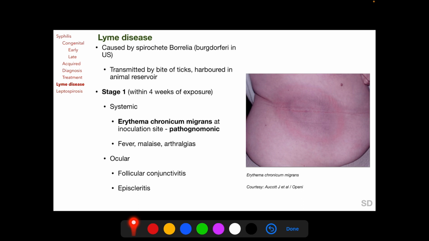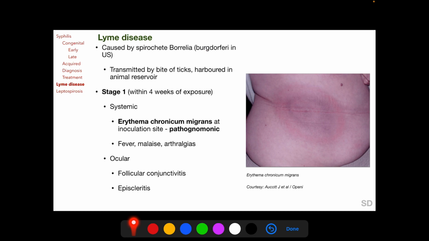Another spirochetal infection is Lyme disease, and the name Lyme comes from a town in the United States. And Lyme disease is caused by species of Borrelia, and the species most commonly involved in United States is Burgdorferi. But it has been reported from all other areas of the world, and other species of Borrelia are responsible for the disease in other areas of the world. It is transmitted by tick bites, and these ticks are harbored in animal reservoir.